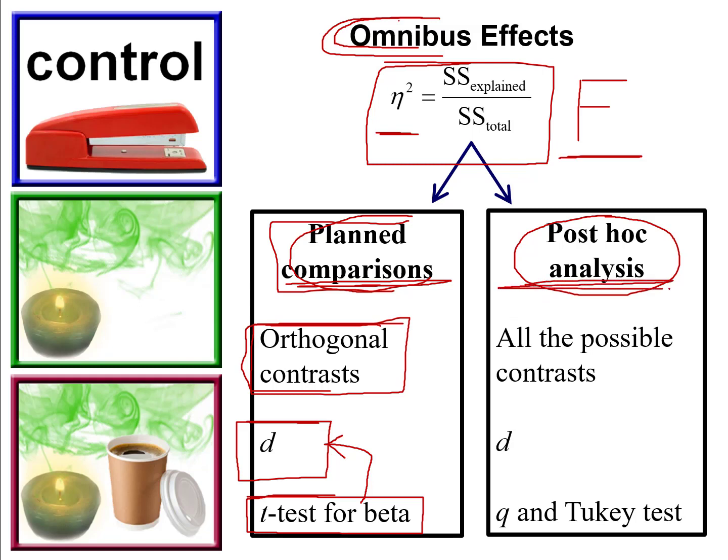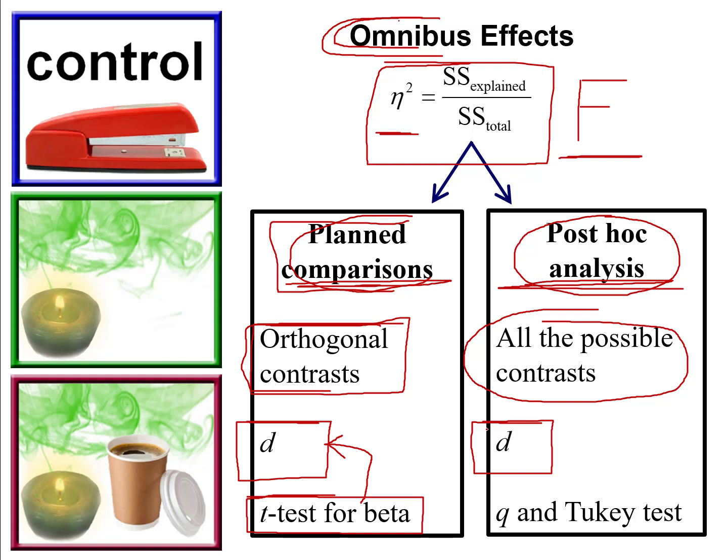Then, what about post hoc analyses? What if we're doing post hoc analyses? What statistics will we use to analyze our data if we're doing post hoc analyses to address that focused question? So if we're doing post hoc analyses, we're going to make all the possible contrasts between different groups, and our descriptive statistic to give us an effect size will once again be the D statistic. So the D statistic will be our effect size for both planned comparisons and post hoc analyses.